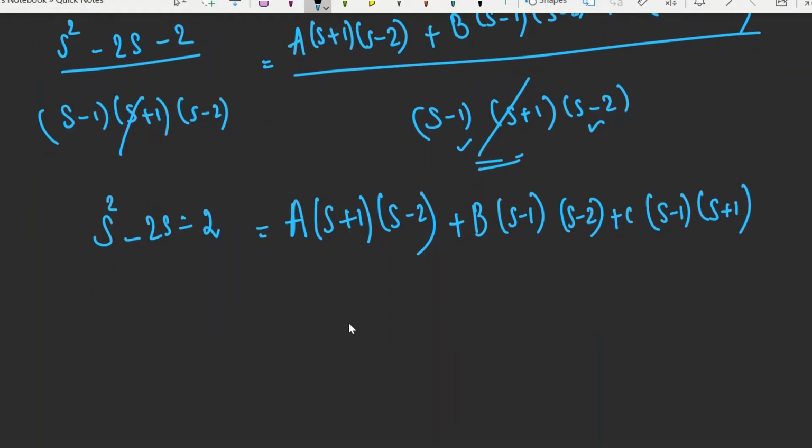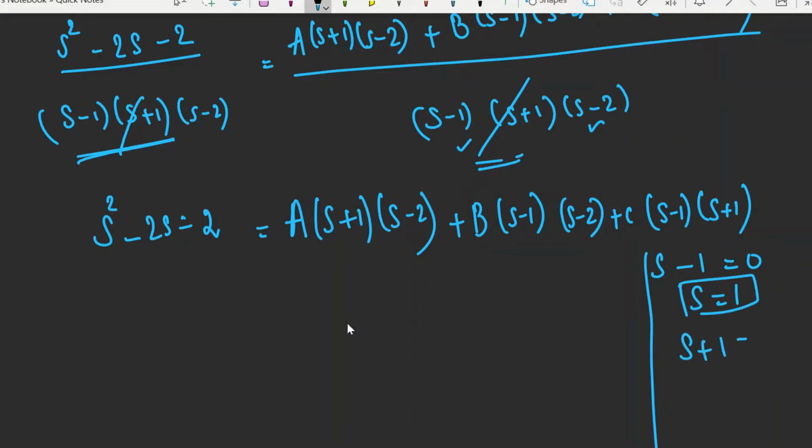So we have to give values for s. How can we get the values for s from these factors? Equate the factors to 0. s minus 1 equals 0, the value of s is plus 1. s plus 1 equals 0, s is minus 1. And the other factor, s minus 2 equals 0, s equals positive 2. So we substitute the values of s one by one.